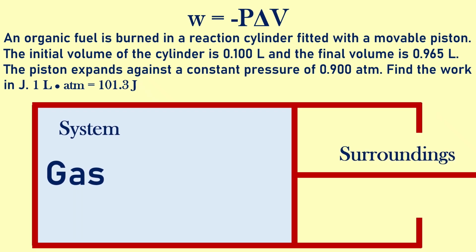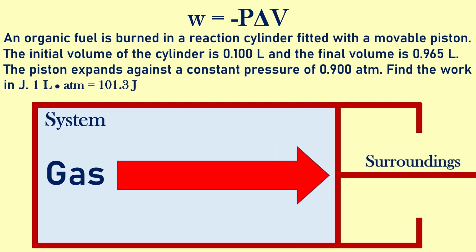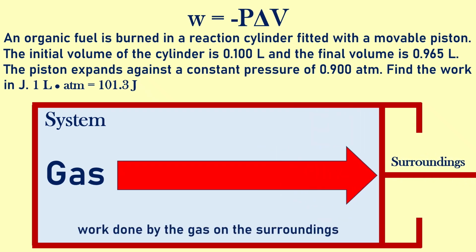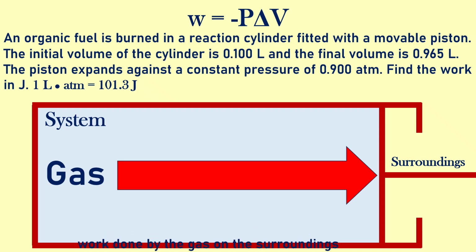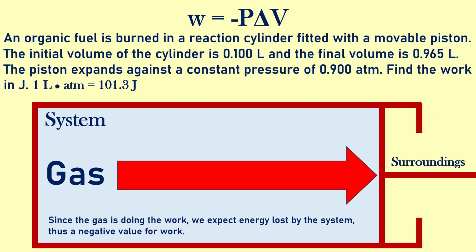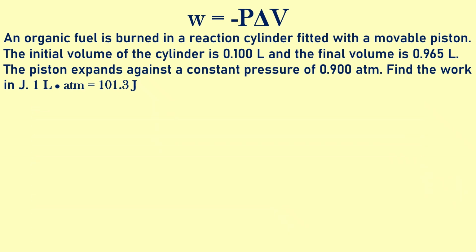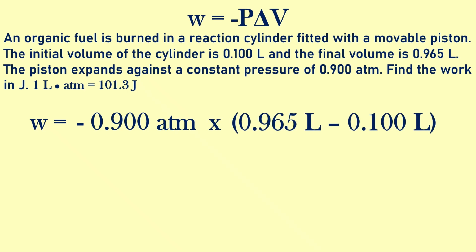In this example, the gas expands and pushes the piston out. This represents work done by the gas on the surroundings. Since the gas is doing the work, we expect energy lost by the system, thus a negative value for work. Let's insert our values. Work is equal to negative 0.900 atmospheres of pressure times delta V, which is V final minus V initial, 0.965 liters minus 0.100 liters.